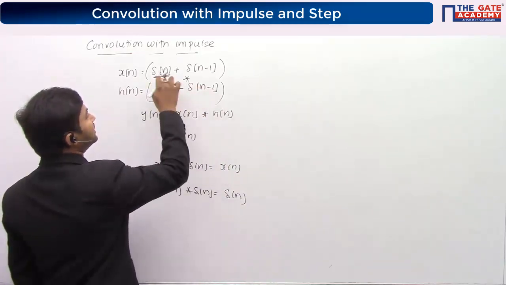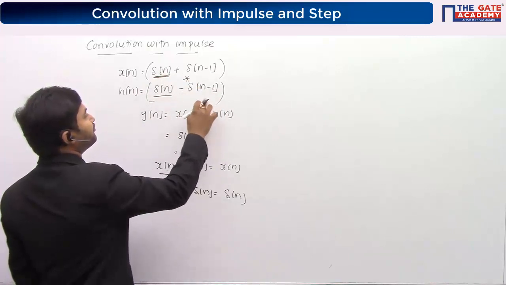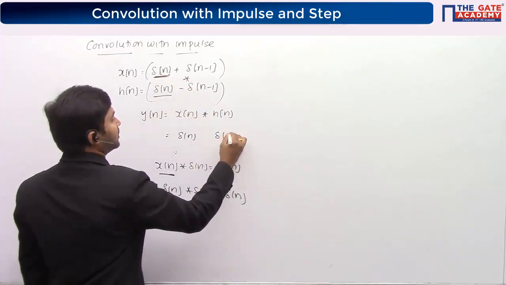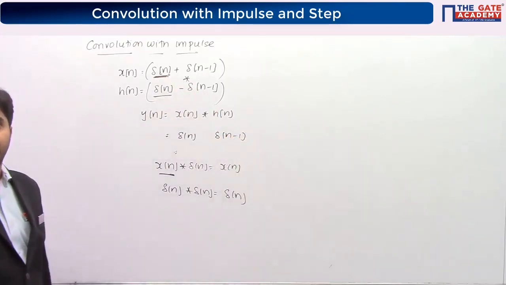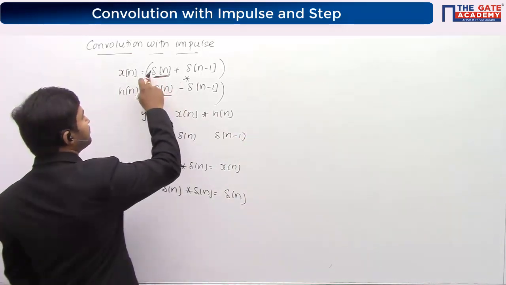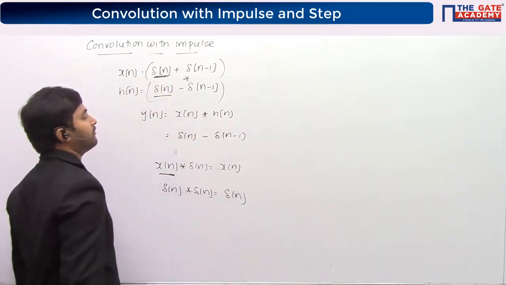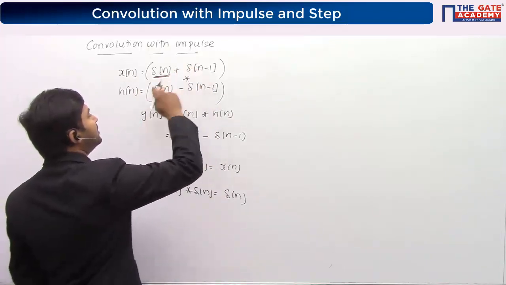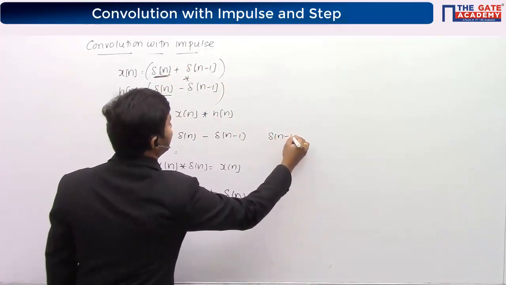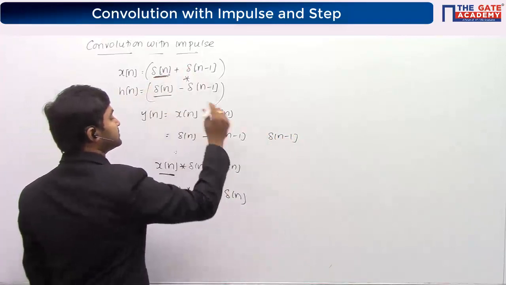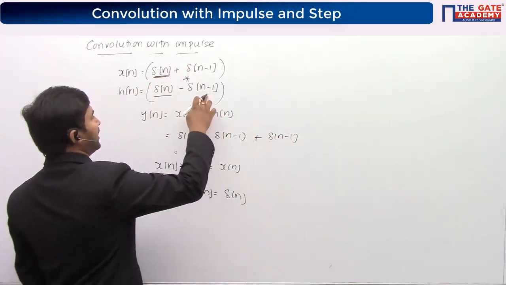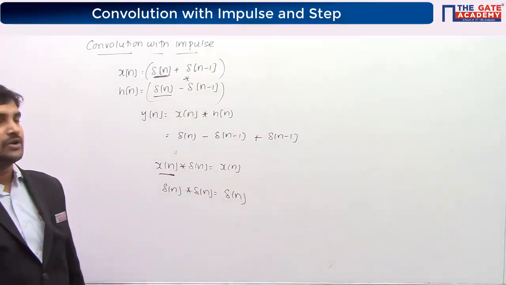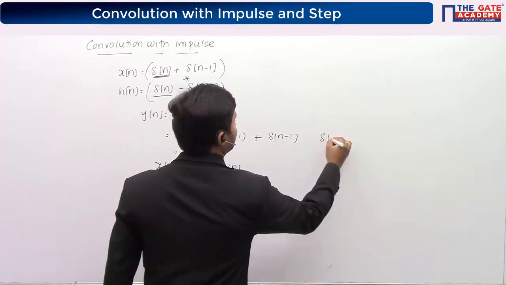First thing. Second thing is del of n convolved with del of n minus 1. From the concept of delay, it's going to be del of n minus 1. There is a minus, plus multiplied by minus is going to be minus. And then del of n convolved with del of n minus 1 is del of n minus 1, plus into plus is plus only. And here you will be having del of n minus 1 convolved with del of n minus 1. It will be del of n minus 2.